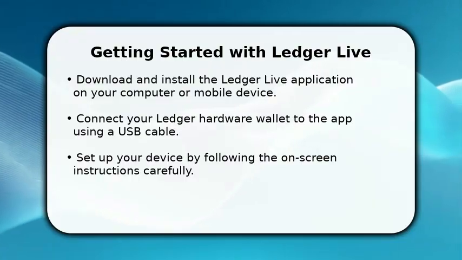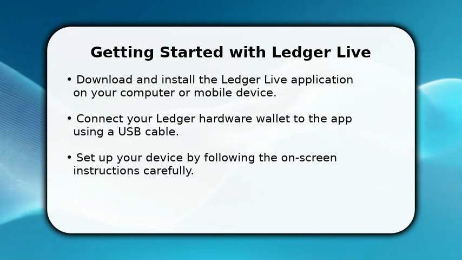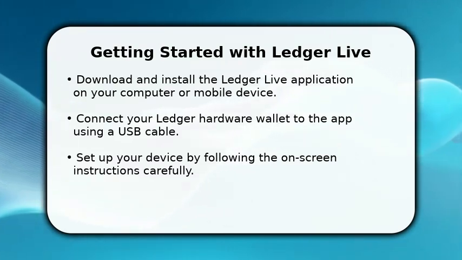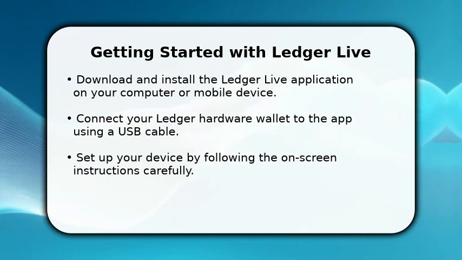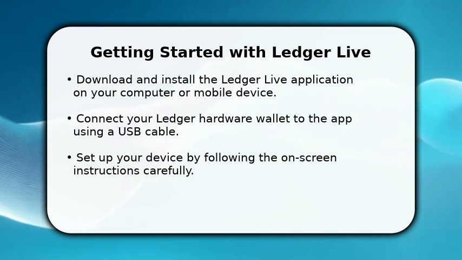In this video, I will explain how to use the Ledger Live app. First, download and install the Ledger Live application on your computer or mobile device. Next, connect your Ledger hardware wallet to the app using a USB cable. You'll then set up your device by carefully following the on-screen instructions.